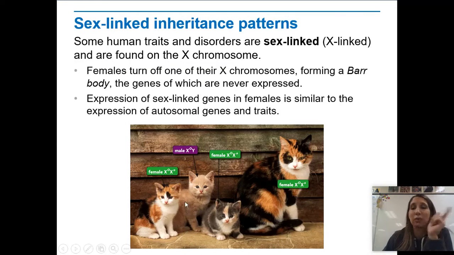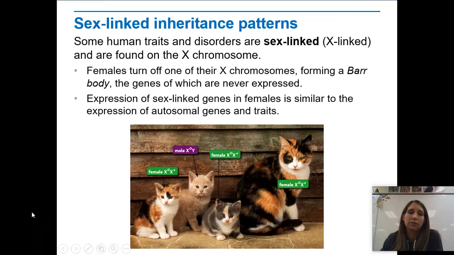Males, because they only have one X, males that are part of the same group of cats are either orange or they are black. But male cats can never be calico because males don't have the opportunity to inherit two X's and then turn one off to get that kind of spotted splotchy pattern that we see here.